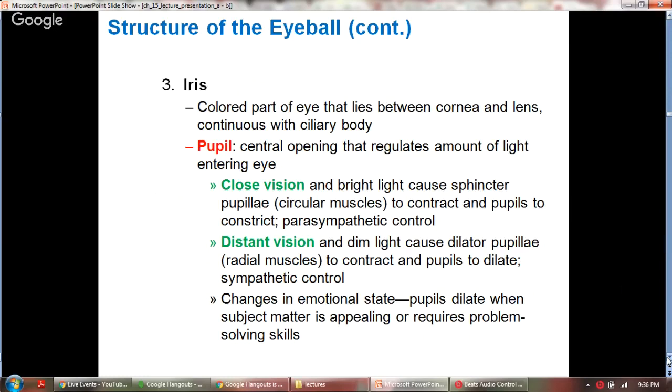During close vision and bright light, the sphincter pupillae, which are the circular muscles, contract and the pupils constrict, under parasympathetic control. With distant vision and dim light, the pupil dilates, which involves the radial muscles, and it's under sympathetic control. With changes in emotional state, pupils dilate, and also when the subject matter is appealing or requires problem solving skills.